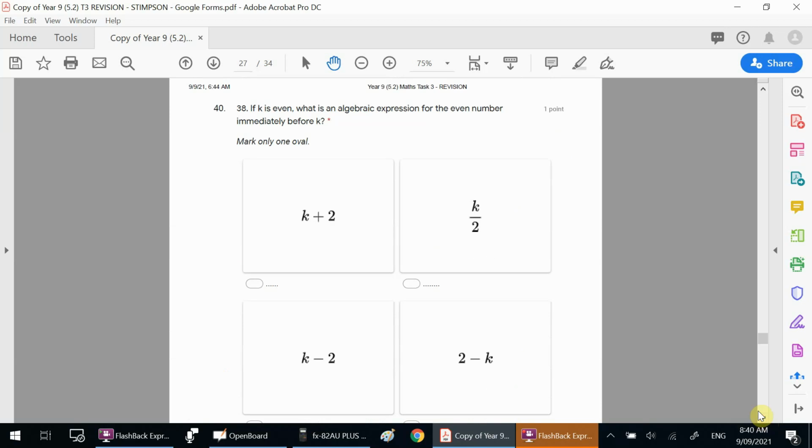K is even. Write an expression for the even number immediately before K. Okay, so K is even. The one before K we're going to subtract 2. Let's try that out. Say K is 10. The even number before 10 is 10 minus 2, 8. Yeah, that's right, K minus 2.